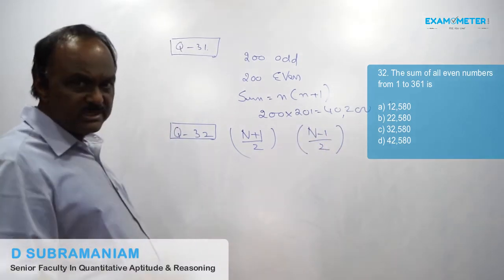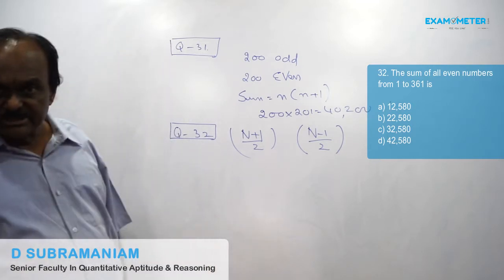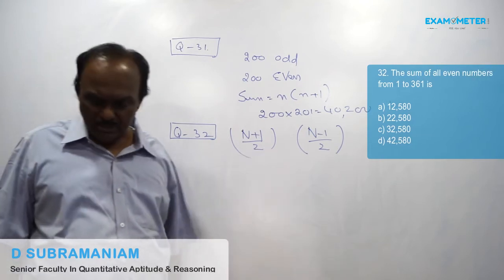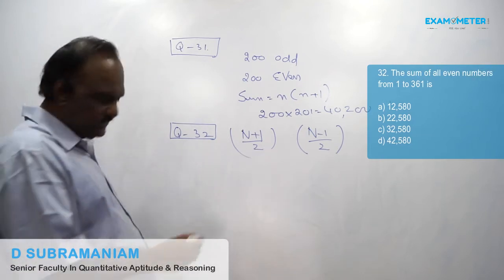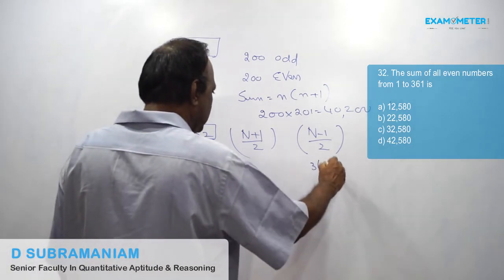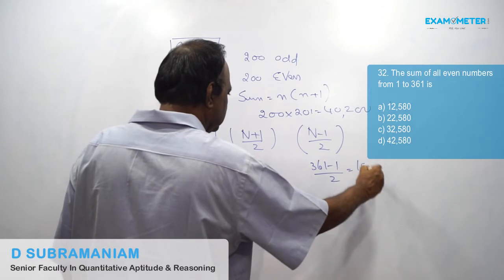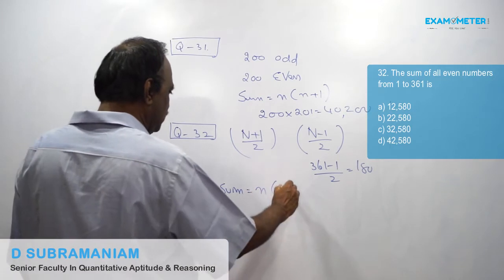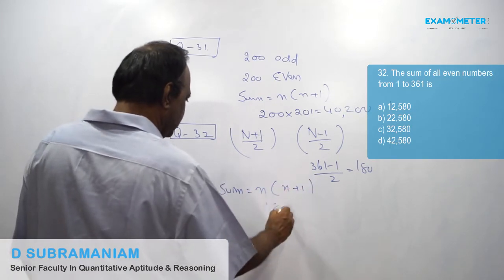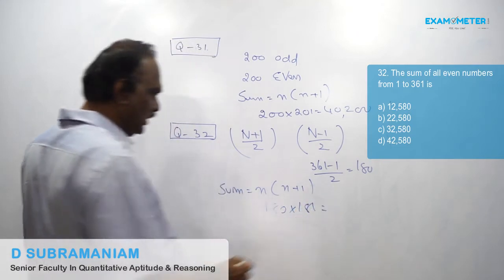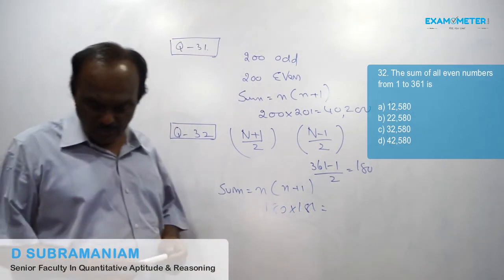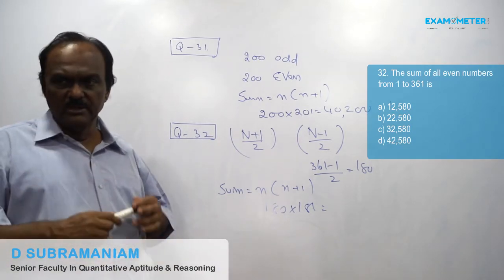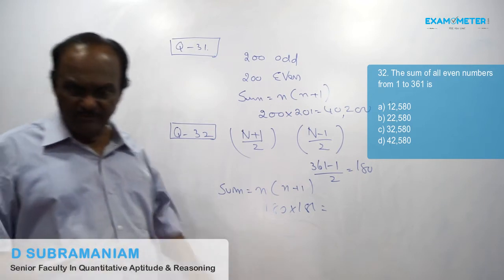Because 361 is an odd number, there will be (n+1)/2 odd numbers and (n−1)/2 even numbers. That means (361−1)/2, that is 180. Therefore, the sum is equal to n into (n+1), that is 180 into 181. So the answer will be C, 32,580.